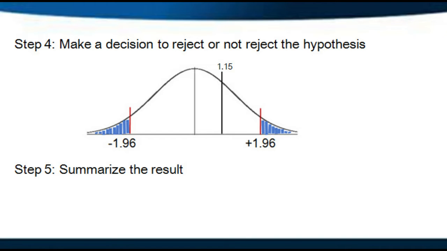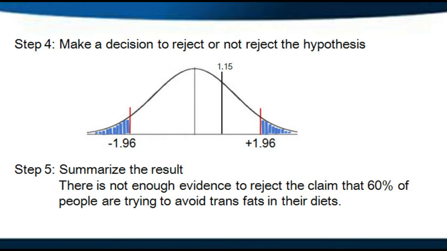Step 5. Summarize the result. From the z-test for a proportion we have performed, we can conclude that there is not enough evidence to reject the claim that 60% of people are trying to avoid trans fats in their diets.